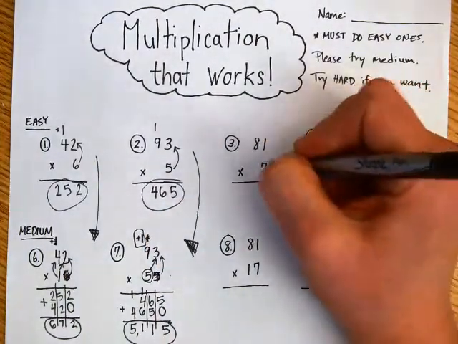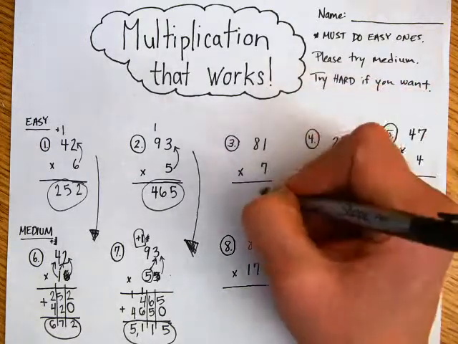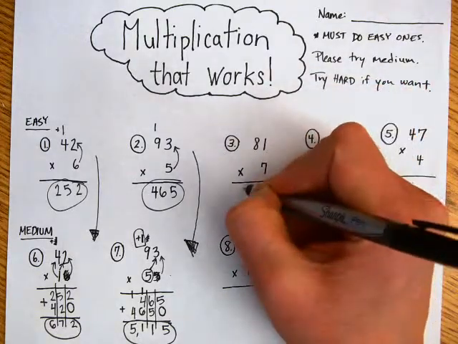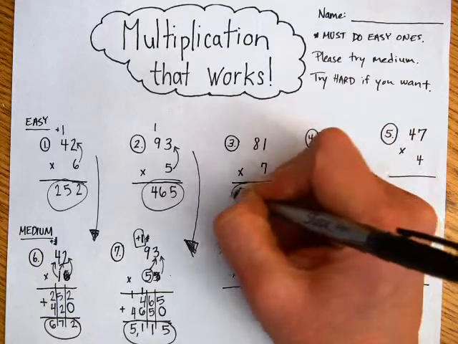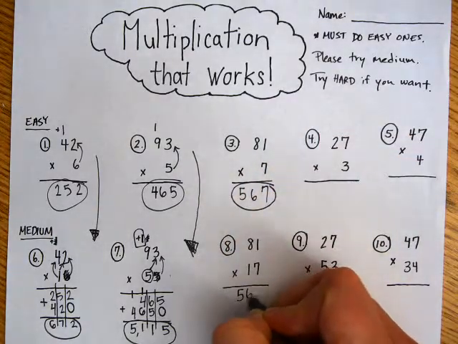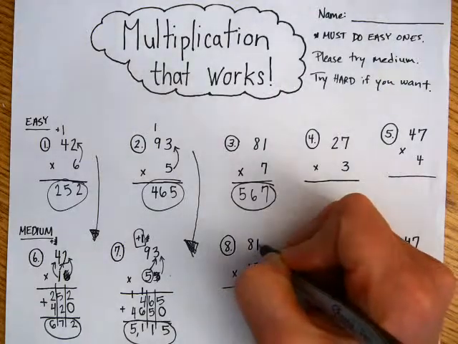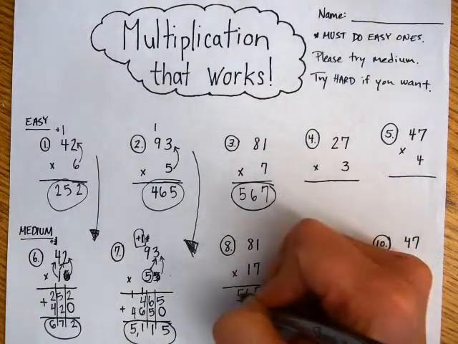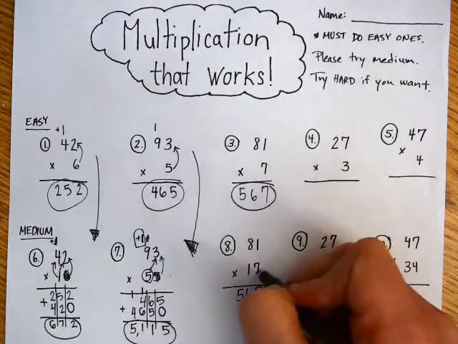Okay, next, 81 times 7. 7 times 1 is 7. 7 times 8 is 56. So the answer should be 567. So this should also be 567. Let's check it. 7 times 1 is 7. 7 times 8 is 56. Perfect. All done with this one.